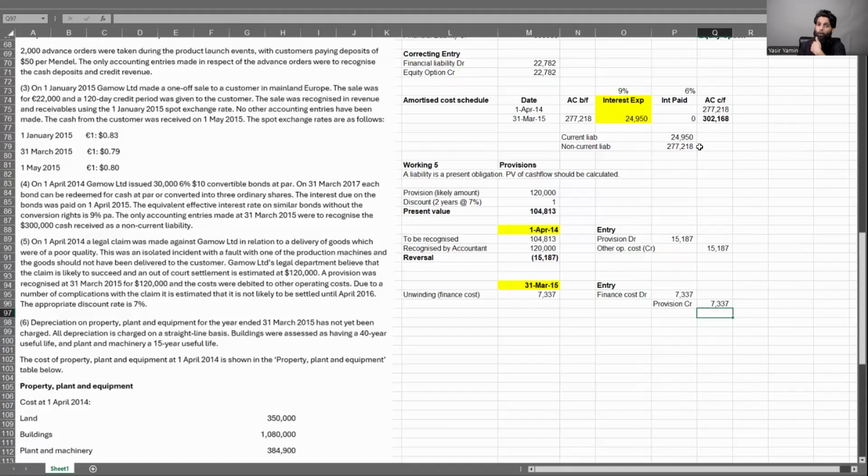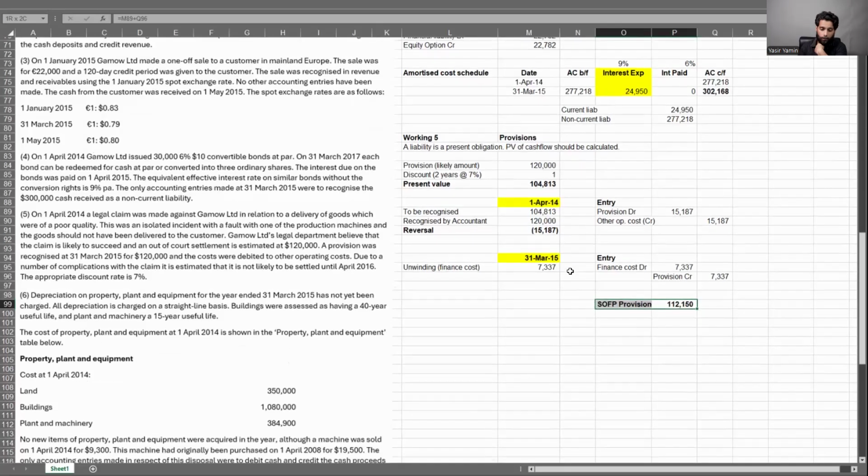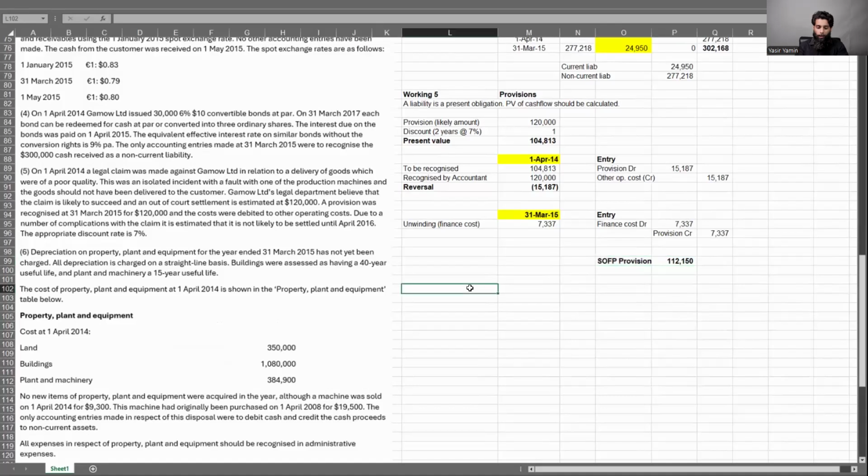What should be the total liability to be reported in your balance sheet, the SOFP provision? Your initial liability should be 104813, but that should be increased by 7337 by the accounting year end. So 112150 should be your liability. Make sense? All good. Very good. Excellent. You guys are very smart, by the way. Let's go for working number 6, guys. We are short of time.